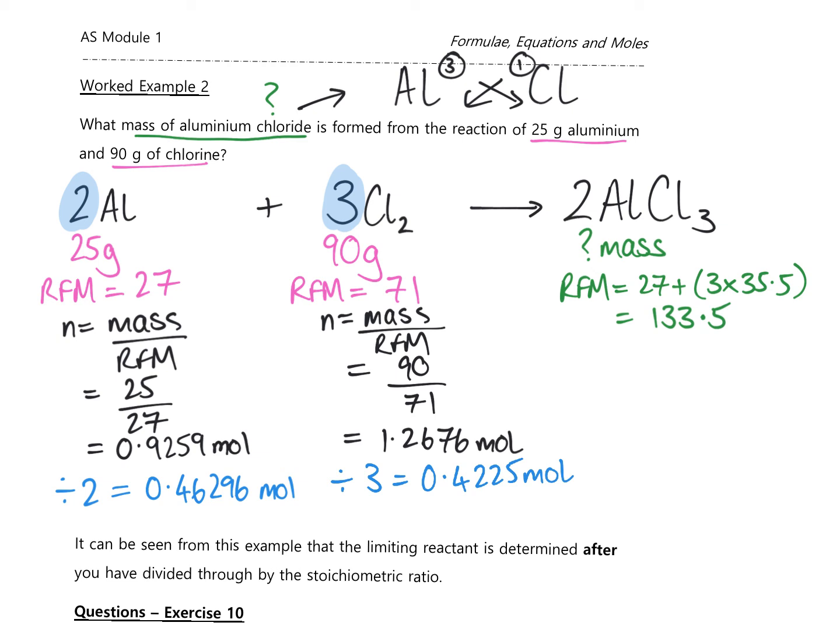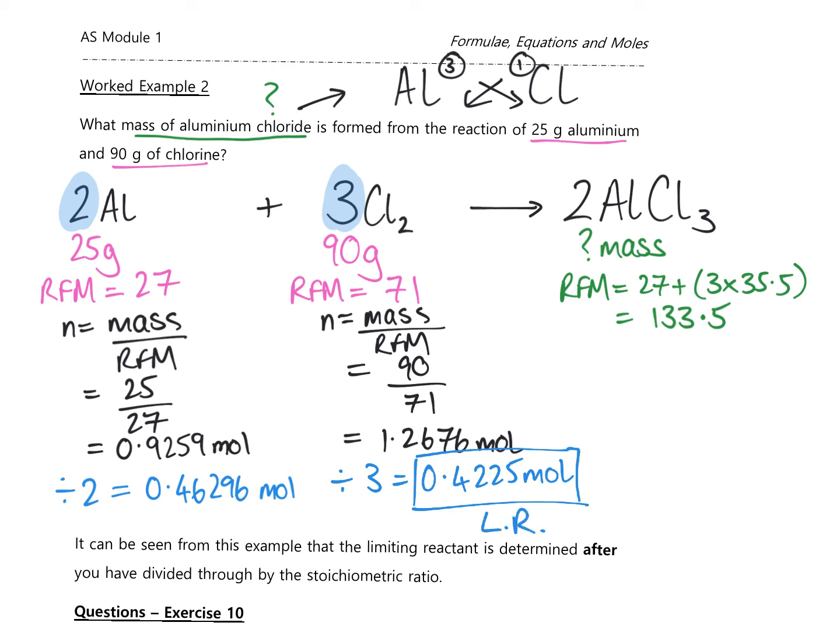So can you see with this example why it's so important to take in your ratio? Because if we'd looked at it at this stage with our 0.9259 and our 1.2676, we would have said that aluminium was the limiting reactant. Because yes, we have more moles of chlorine, but because of our ratio of 2 to 3, overall, in terms of the ratio of what we need, we have less of chlorine. So it's this that we take over. So I would put a square around that and say, well, that's my limiting reactant, okay?